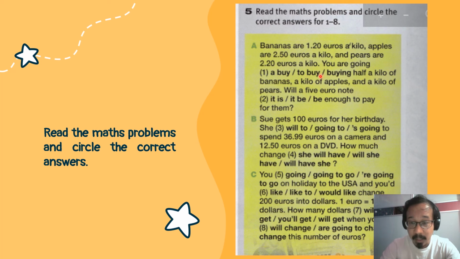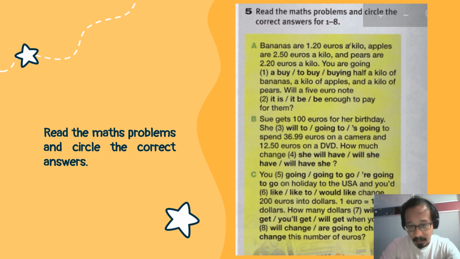So we're down to the last exercise of this lesson, exercise 5. The instruction is, read the math problems and circle the correct answers for 1 to 8. Okay, so we are going to do some math, is it? During an English class. Okay, let's look at exercise A. Let's look at text A.